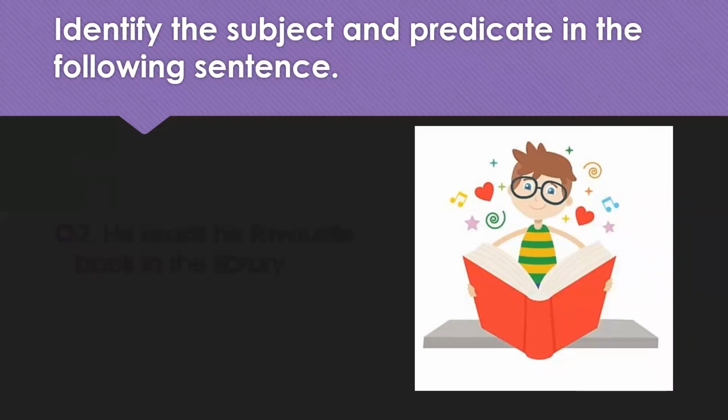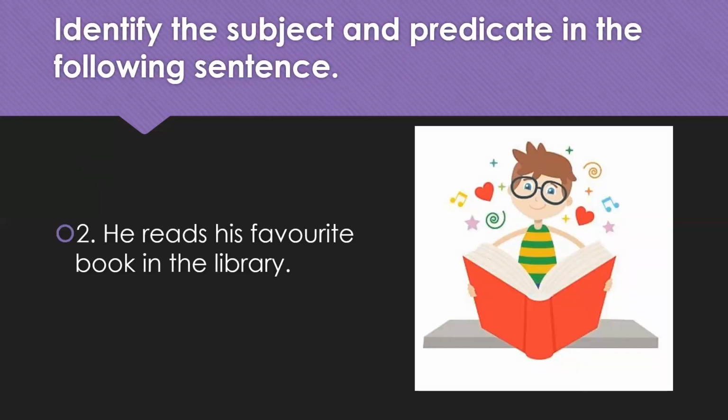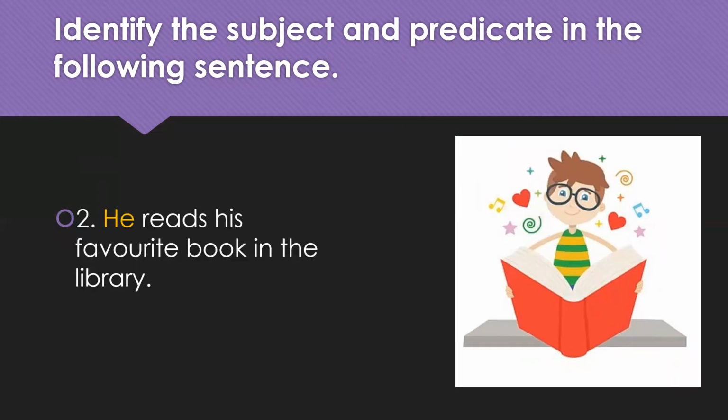Identify the subject and predicate in the following sentence. This one now. He reads his favorite book in the library. Now check if you got it right. He is the subject, because a pronoun can also be a subject. And the rest of the sentence makes up the predicate. I hope you got that.